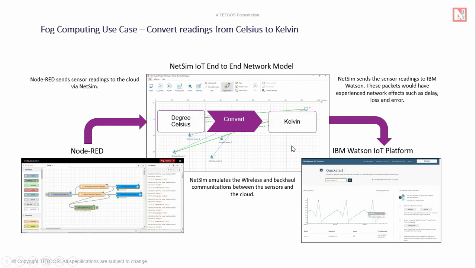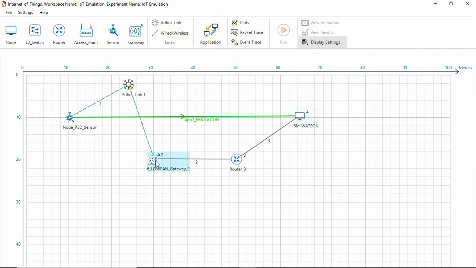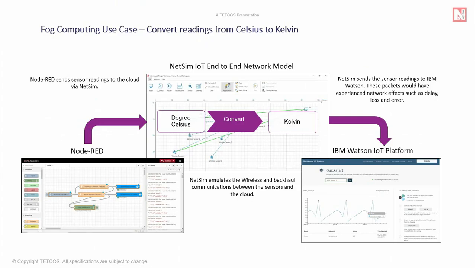We next look at a fog computing example. Fog computing is an architecture whereby edge devices are used to carry out a substantial amount of computation, storage, and communication. In NetSim, we program the 6-LoWPAN gateway node to process the sensor readings locally. In the first example, temperature readings which are in degrees Celsius are converted to Kelvin and passed to IBM Watson.